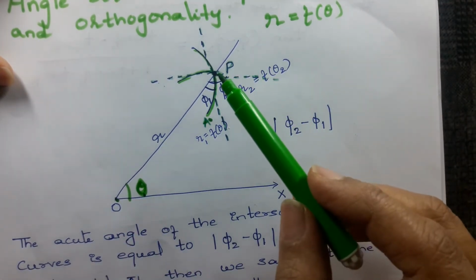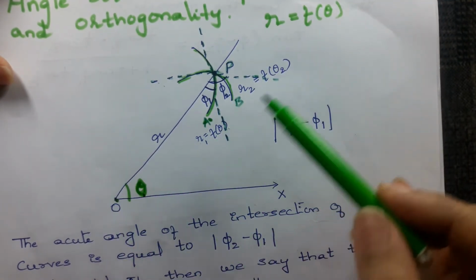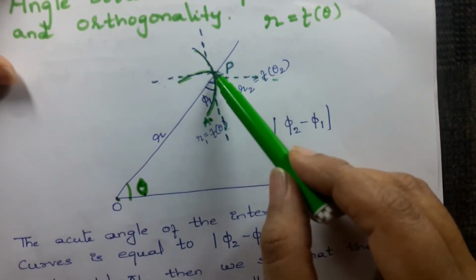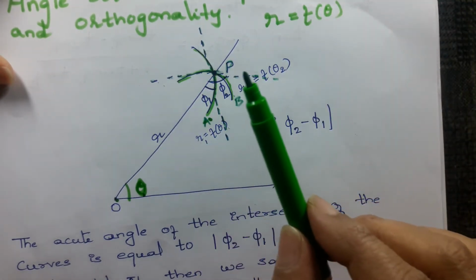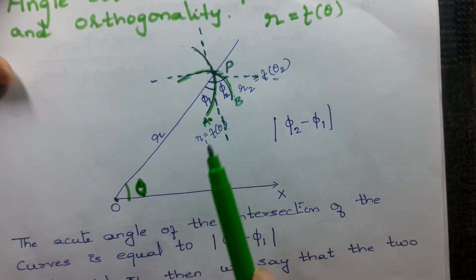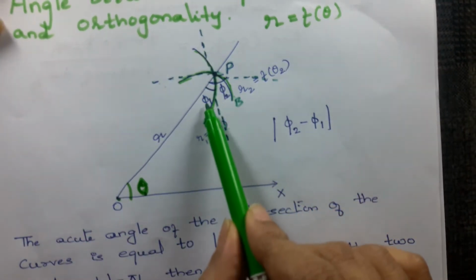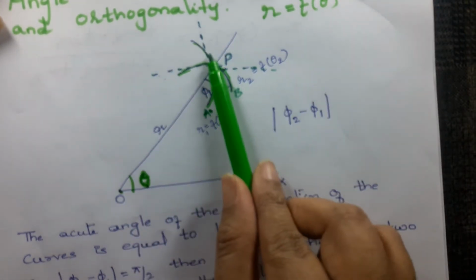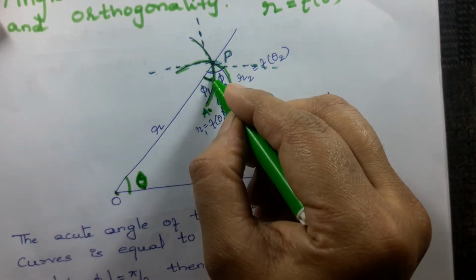Now here we have two polar curves. One is r1 equals f of theta 1 and the other is r2 equals f of theta 2. I have drawn the two polar curves intersecting each other at the point P. So we have two tangents drawn to these two polar curves. The first tangent is PA, drawn to the first polar curve, and phi 1 is the angle between the radius vector and the tangent drawn to the first polar curve. So this is phi 1.